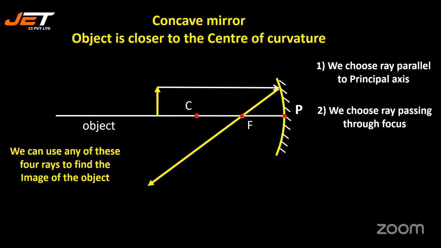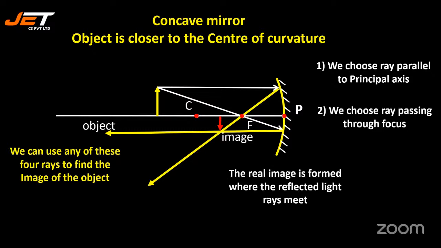A ray passing through focus, after reflection, will pass parallel to the principal axis. The intersection of these two yellow reflected rays is nothing but the image. The red arrow, the inverted arrow, is the image. The real image is formed where the reflected light rays meet. All right, so students, that's still inverted, real, and between C and F.